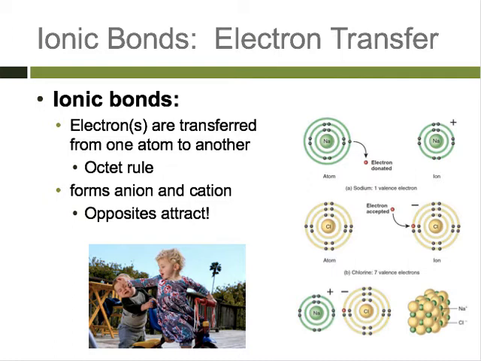When chloride accepts the electron, it becomes more negatively charged because it's accepted something that's negatively charged. Remember, electrons have a negative charge. And so you end up with a cation, sodium, and an anion, chloride, and they're attracted to one another. So an ionic bond is one in which the electrons are transferred. It forms an anion and a cation, and those two are attracted to one another.